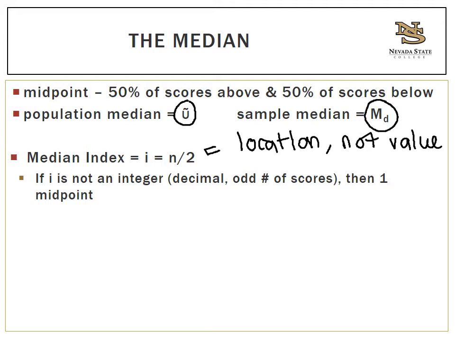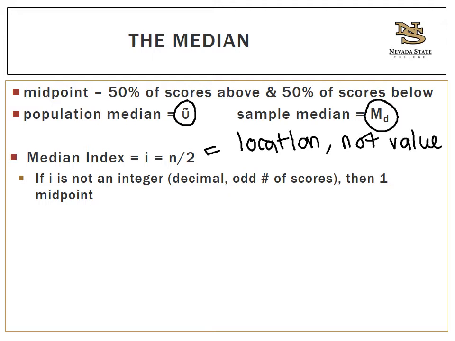If you end up with an i value that's not an integer, not a whole number, you're going to get something with .5. That means that you have an odd number of scores. Because think about it, if you have an even number of scores and you divide it by 2, you're going to get a whole number. 12 divided by 2 is 6, 14 divided by 2 is 7, 15 divided by 2 is 7.5, right? Because it's an odd number. So again, if you take n divided by 2 and you get an integer, that means you have an even number of scores. So you could also think about it the other way, right?